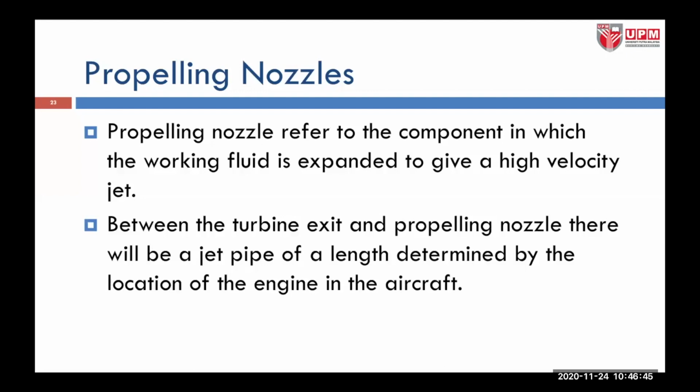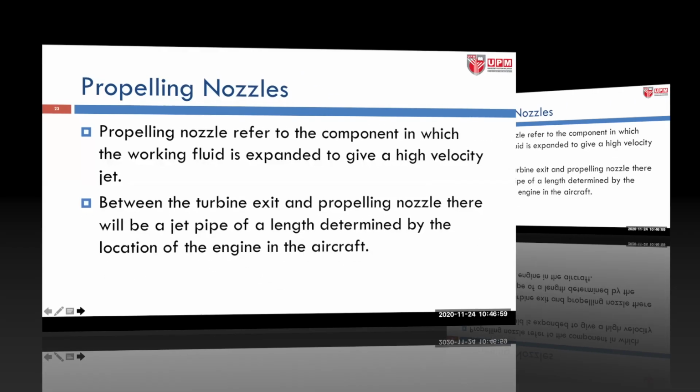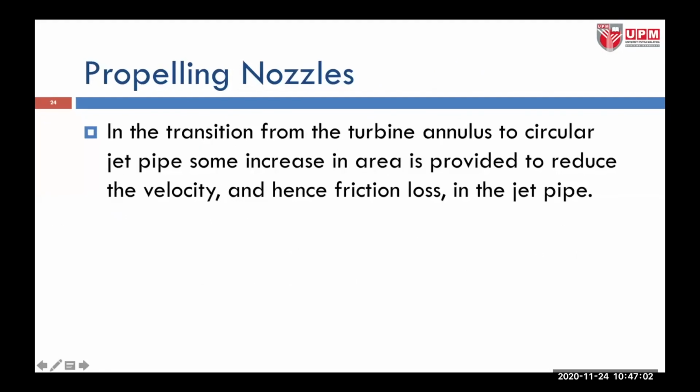So between the turbine exit and the propelling nozzle, there will be a jet pipe of some length, depending on the aircraft as well as the location of the engine in the aircraft. In the transition from the turbine annulus to the circular jet pipe, some increase in area is provided, basically to reduce the velocity and hence the friction loss in the jet pipe.